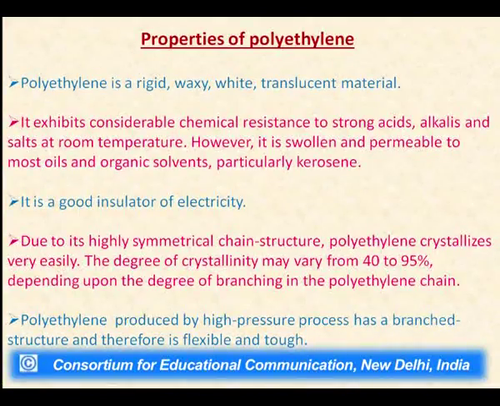Then come the properties of polyethylene polymer. Polyethylene is a rigid, waxy, white and translucent material. It exhibits considerable chemical resistance to strong acids, alkalis and salts at room temperature. However, it is swollen and permeable to most oils and organic solvents, particularly kerosene. It is a good insulator of electricity, and due to its highly symmetrical chain structure, polyethylene crystallizes very easily. The degree of crystallinity may vary from 40 to 95% depending upon the degree of branching in the polyethylene chain. Polyethylene produced by the high pressure process has a branched structure and therefore is much more flexible and tough.